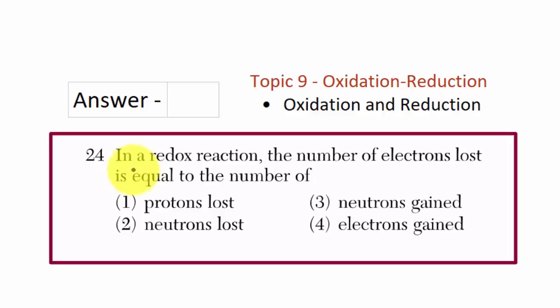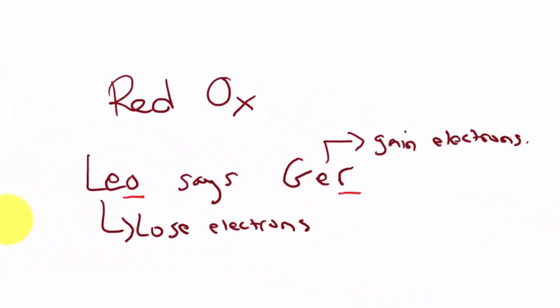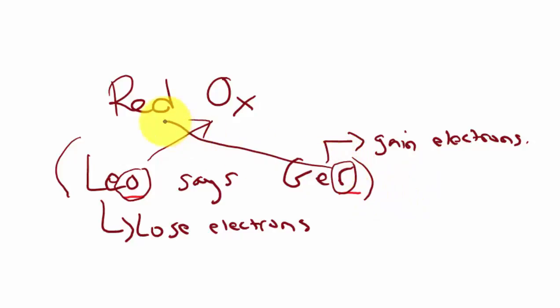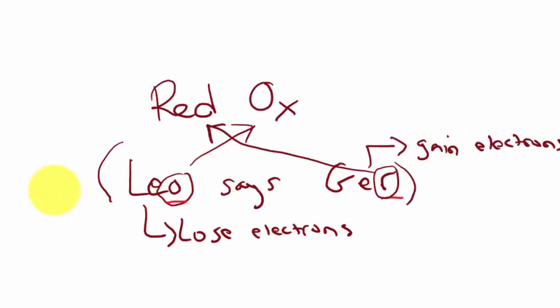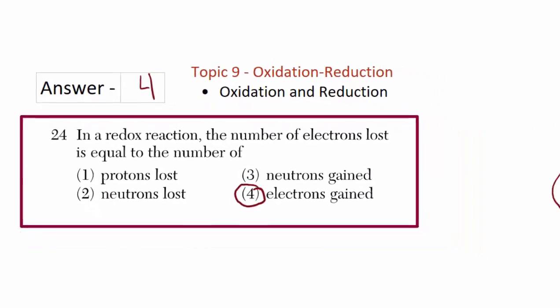Question 24. In a redox reaction, the number of electrons lost is equal to the number of, the answer here is electrons gained. Recall that what redox is all about is the loss and gain of electrons. We try to remember which is which by the little phrase LEO says GER. LEO the lion says GER. The LEO stands for losing electrons, and it's associated with the letter O for oxidation. And the GER stands for gaining electrons, associated with the letter R for reduction. So it's all about gaining and losing electrons, and you can only gain what you lose. So answer 4 works for question 24.